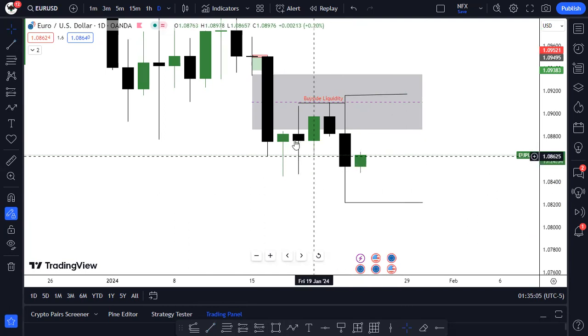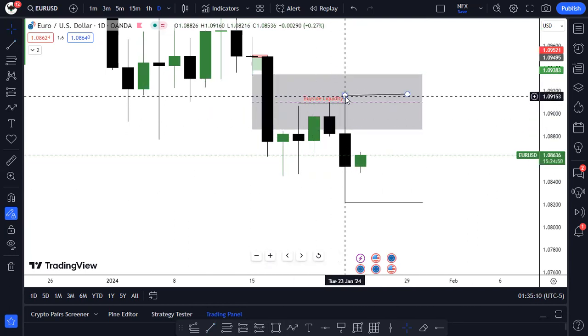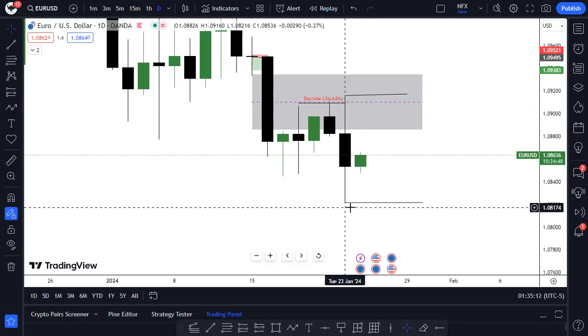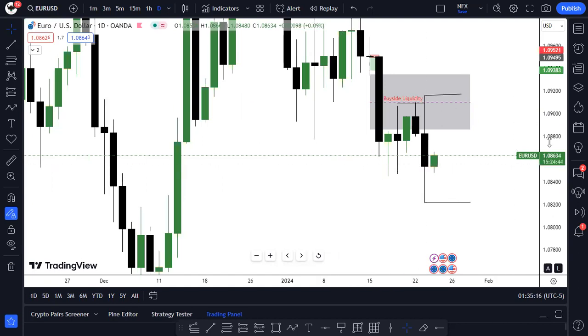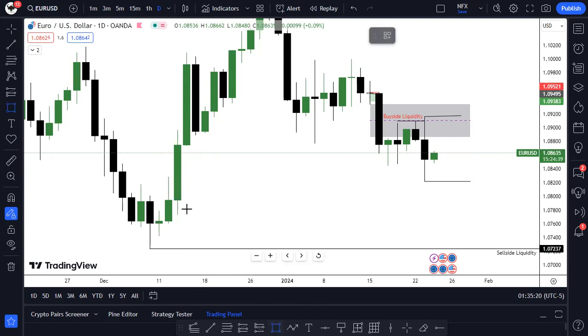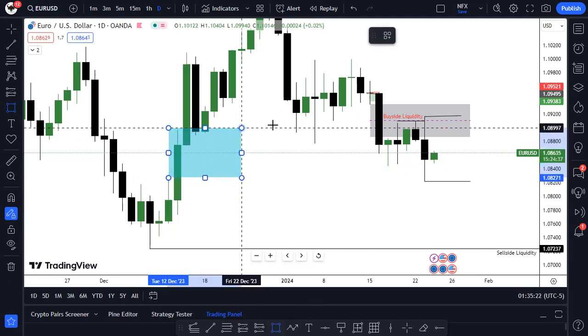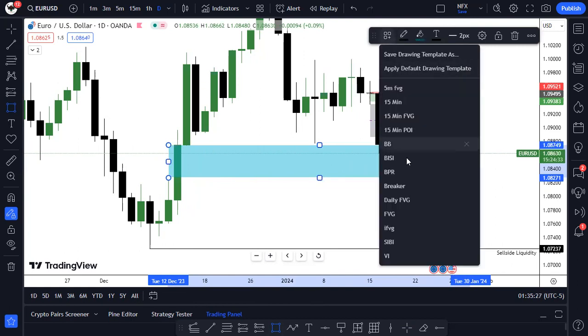However, we do have what right here? We do have a BC which price proceeded through, just to the consequent encroachment of it, then rejected it to the downside, taking out all this. So which means today we should be anticipating what? Lower price. However, right here, if we look at euro, it failed to close below this fair value gap, unlike on the dollar index. However, I'm going to trade this based on what? Based on the dollar index.